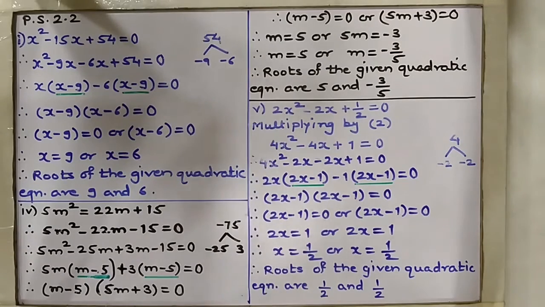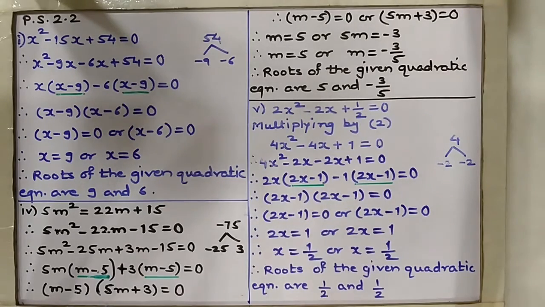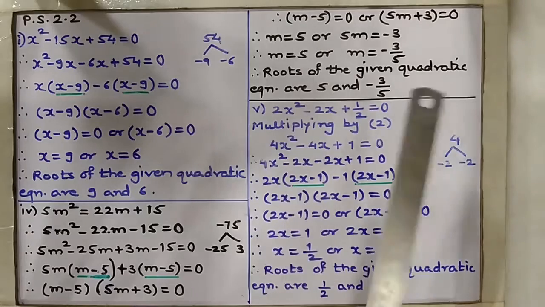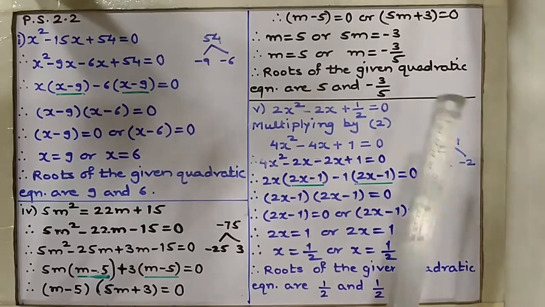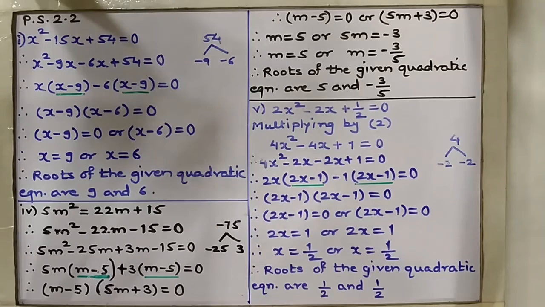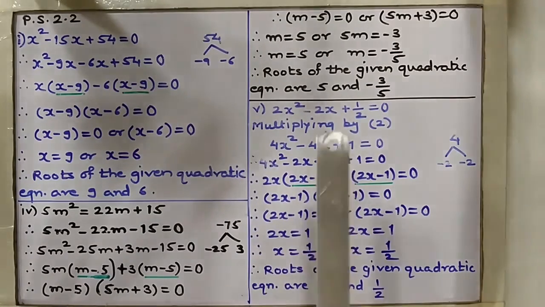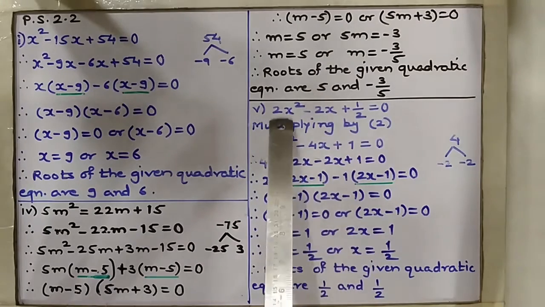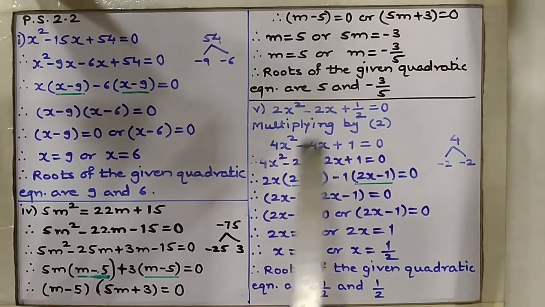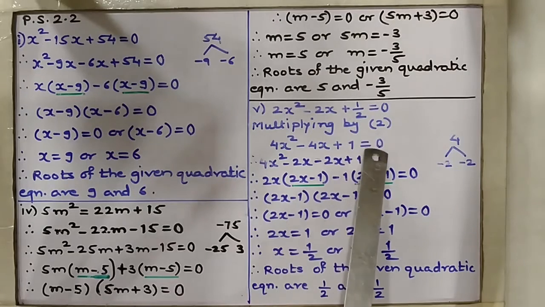Now we'll see question number 5. Question number 5 is 2x square minus 2x plus 1 upon 2 equal to 0. Now this is a quadratic equation, okay, but the constant is in fraction form. It is 1 upon 2. So in order to eliminate this fraction form, we'll multiply throughout by 2. So multiplying by 2 throughout, you get 2x square into 2 is 4x square, minus 2x multiplied by 2 is minus 4x, and plus 1 upon 2 into 2 is plus 1 is equal to 0.